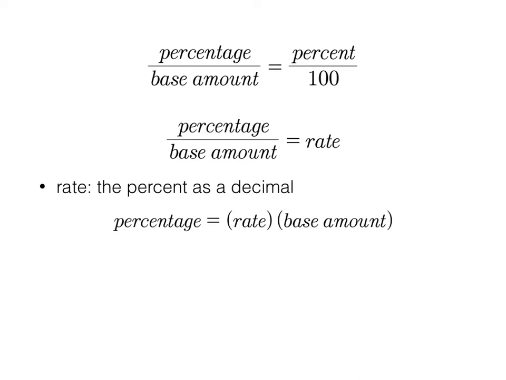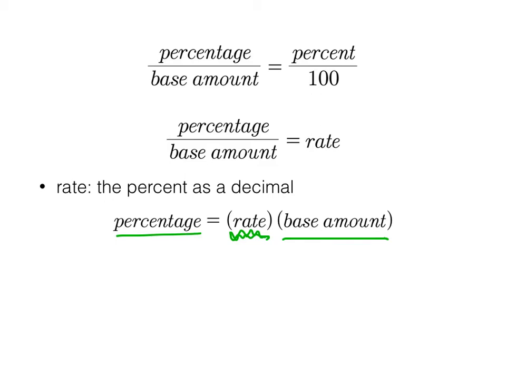So we take the percent proportion, you take the percent side and you divide it. So the percent divided by 100 gives you a decimal, and that is known as the rate. The rate is the percent as a decimal. If I then rearrange, instead of having percentage over base amount, if I multiply that base amount on the other side, the percentage is equal to the rate times the base amount. So in other words, the rate is the decimal version of the percent. When you multiply the decimal version of the percent times that base amount, you get the percentage.